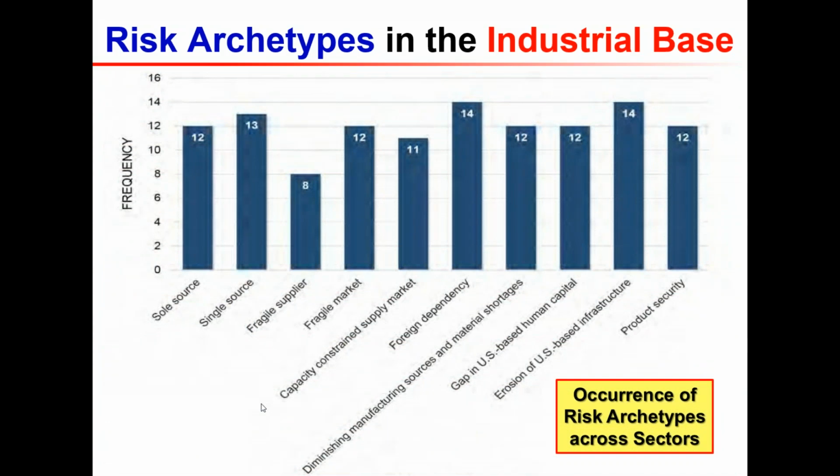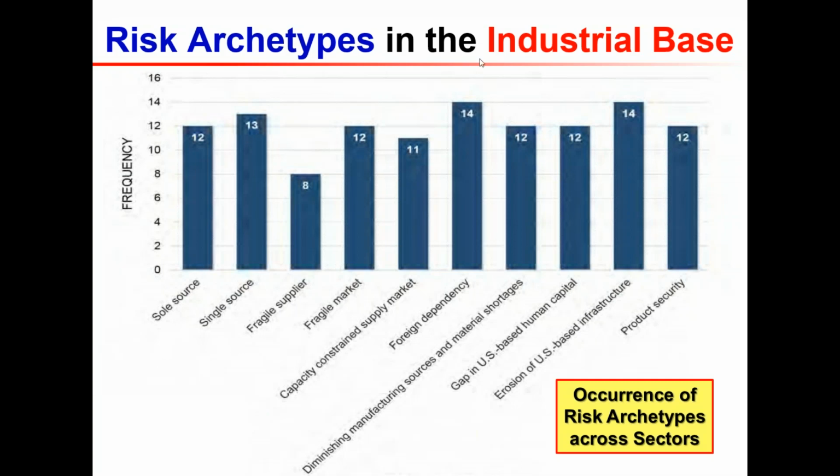So these are according to the 10 different risk archetypes, the idea of which ones were most frequently observed. Remember, they looked at those number of traditional industry sectors as well as the cross-cutting industry sectors, right? And of all of those, what was the occurrence? You sort of see things like foreign dependency and erosion of U.S.-based infrastructure were the most prominent.